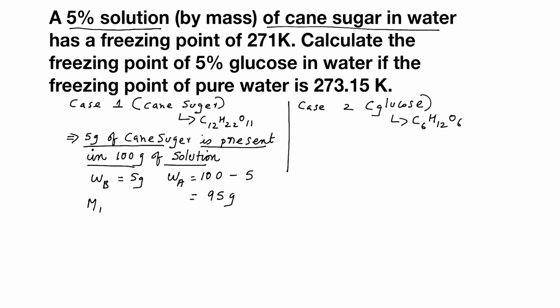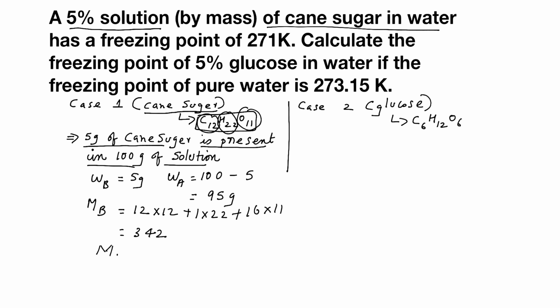Now what is the molar mass of the solute? Here solute is cane sugar, C12H22O11. Now you know how to find the molar mass, right? Carbon is 12, how many carbon is there? 12 carbon, 12 into 12. Hydrogen atomic mass is 1, how many? 22. Plus oxygen is 16, 16 into 11, and you will be getting 342. Now what is the molar mass of solvent water? That you know, 18, right? H2O, so 18. Okay, so this is about case 1.